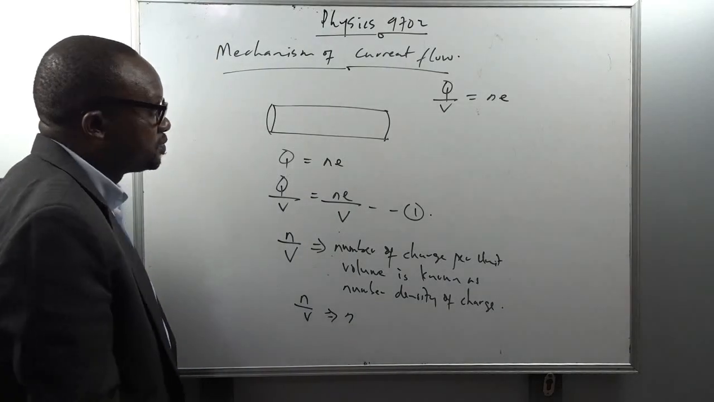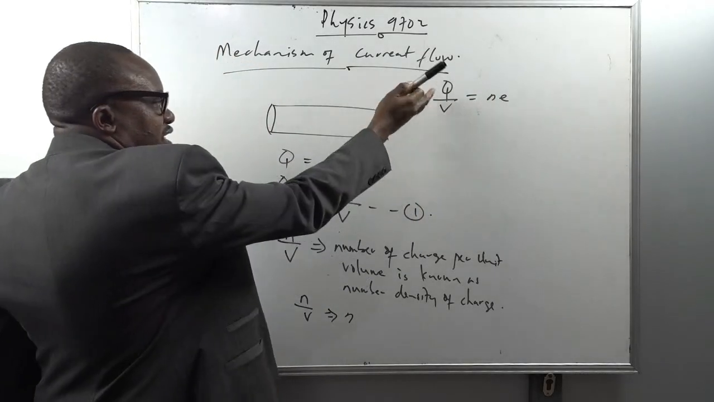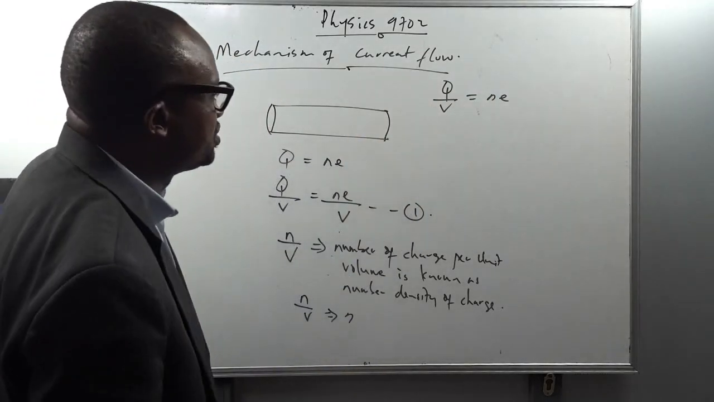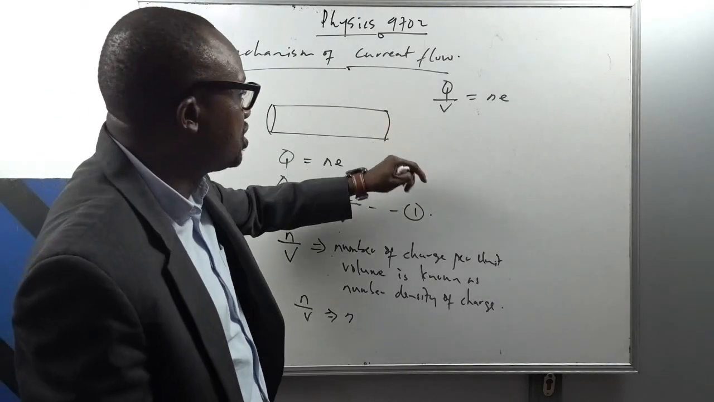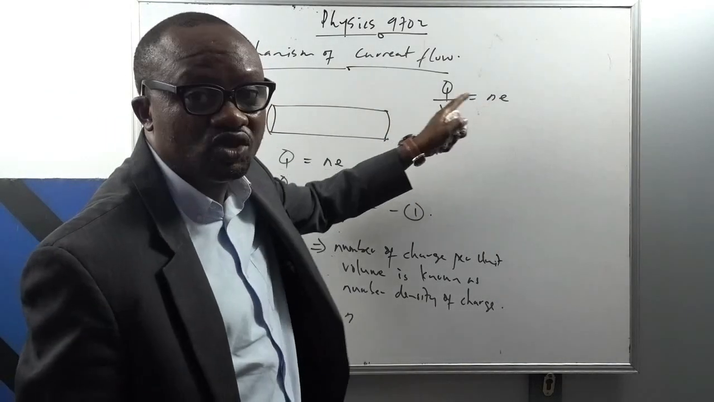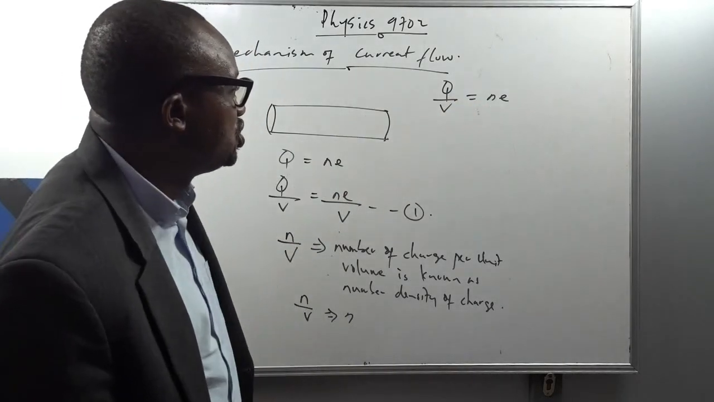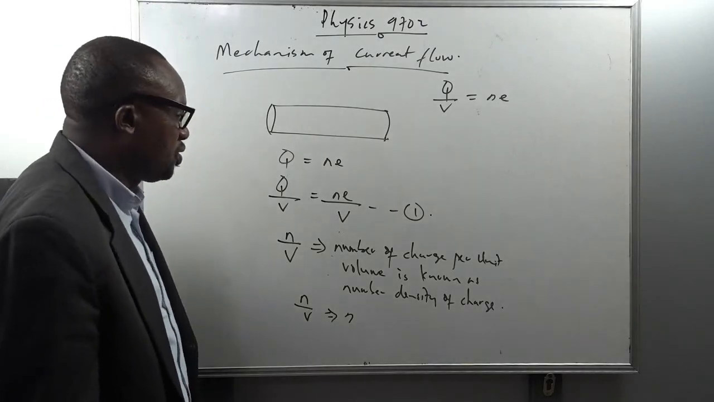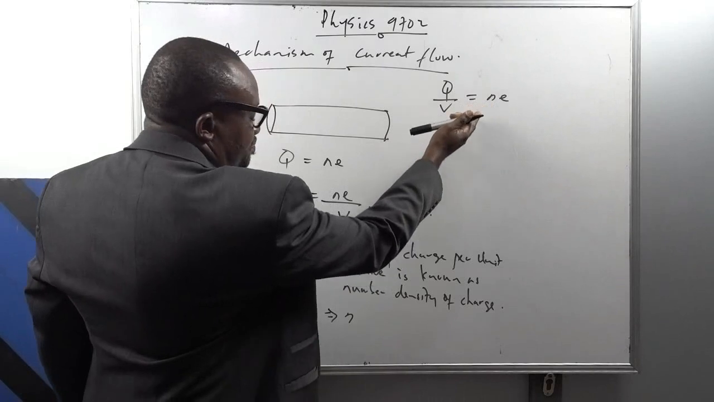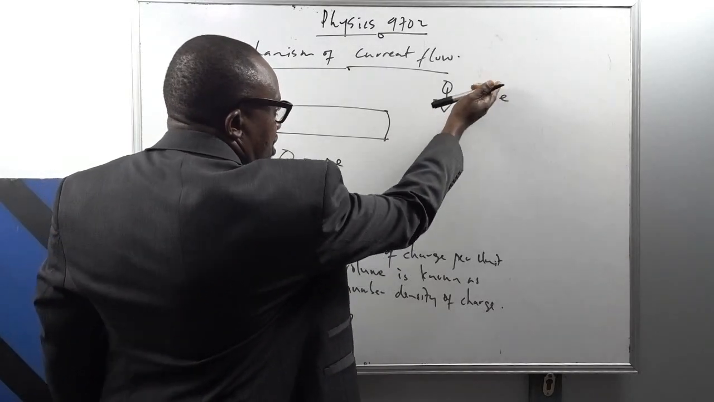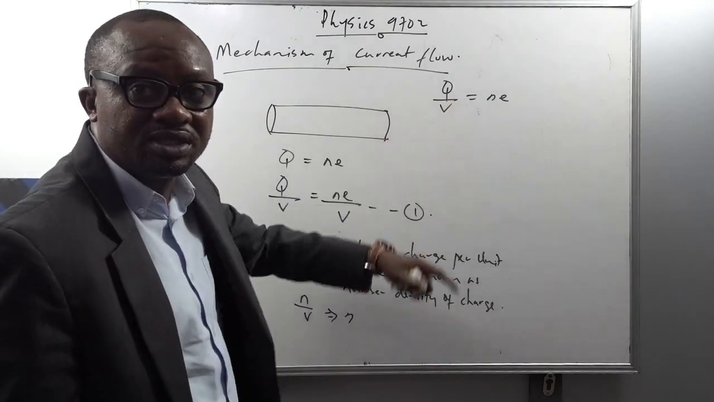Is that okay? So the unit on both sides is still coulombs per meter cube. Both sides still have the same units. So according to what I've said there, this n is the number of charge per unit volume. So the unit on the right hand side of the equation is still coulombs per meter cube.